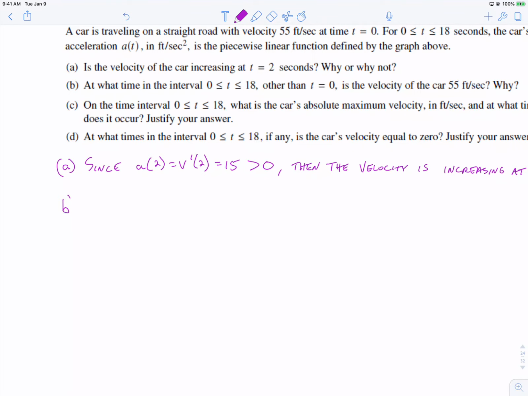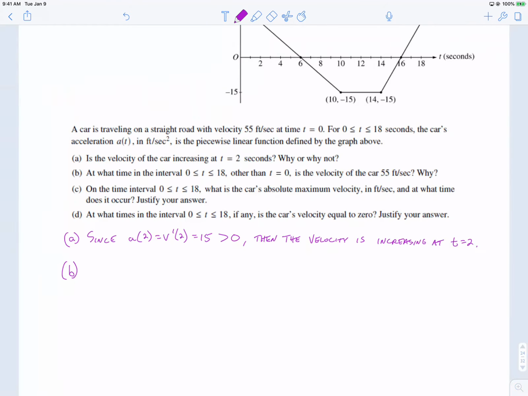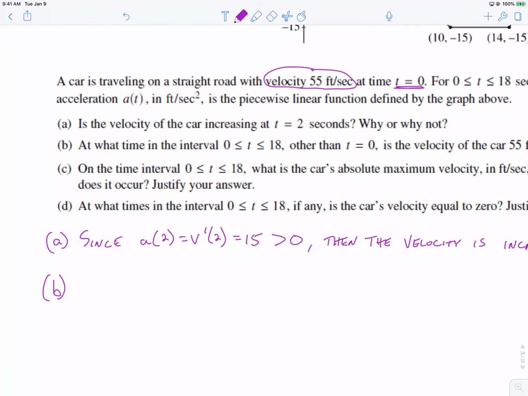All right, B: at what time in the interval, other than t equals 0, is the velocity of the car 55 feet per second? So remember, it starts out with a velocity of 55 feet per second at time 0. So when does it return back to that velocity?